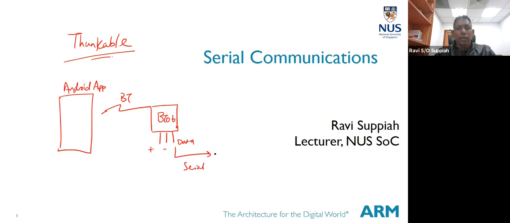This serial data will then be connected to your microcontroller's UART module, on the receive pin. There is no need to transmit anything back to the app. But when the data comes in, it will come in through the UART module receive pin over here. So that is why the serial communication is important.